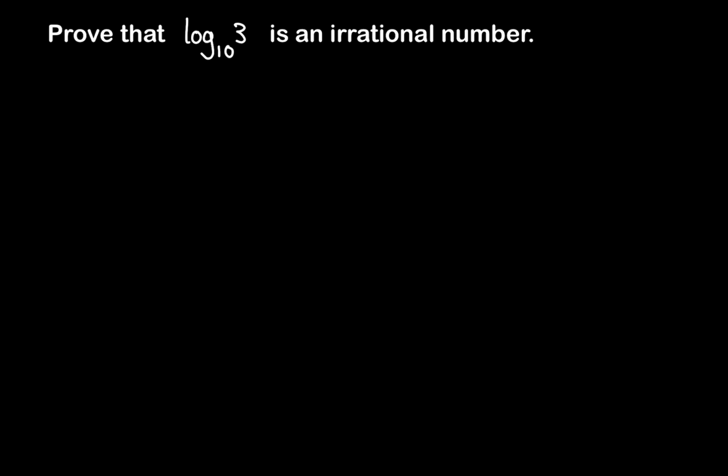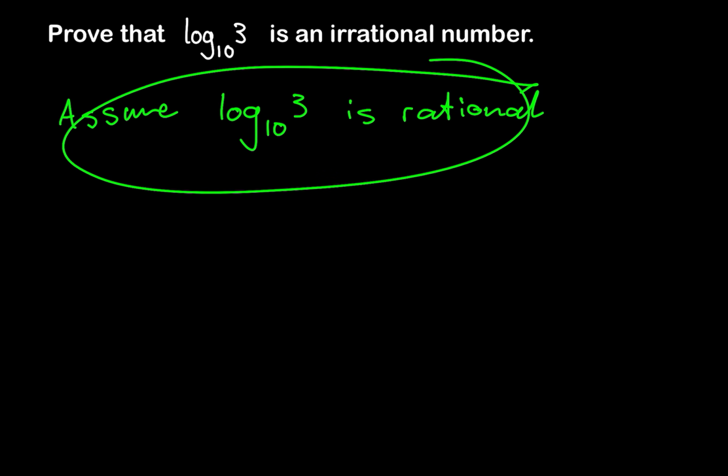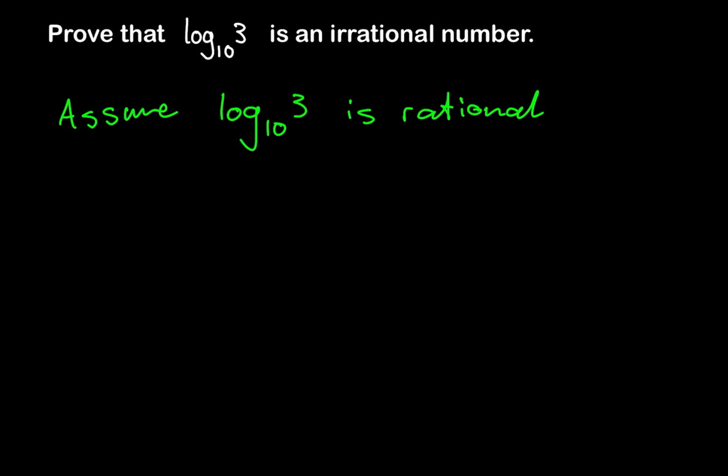Okay, so let's go ahead and try this. What we're going to do is use a technique in maths called proof by contradiction. First we have to make an assumption. So let's assume that log of 3 to the base 10 is rational. Then we'll find a contradiction, and that contradiction will show that this cannot ever be true, and therefore it must be false. And therefore log of 3 to the base 10 is in fact irrational.